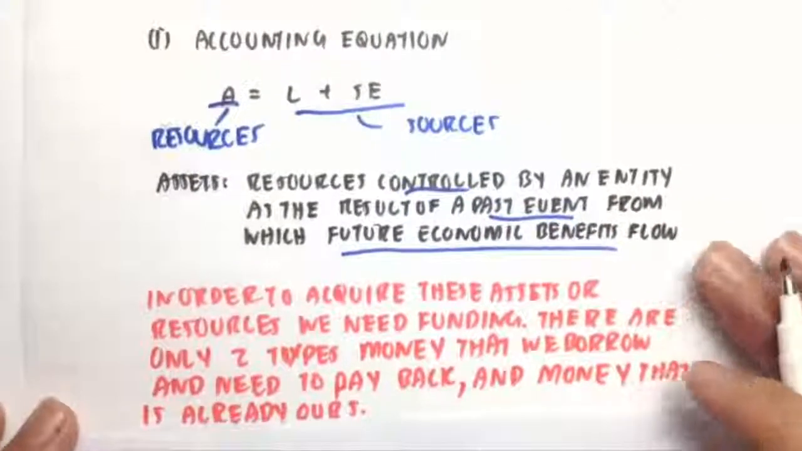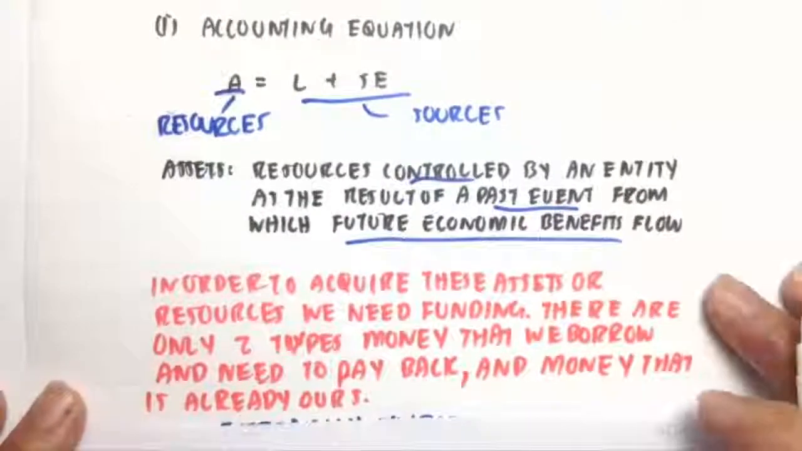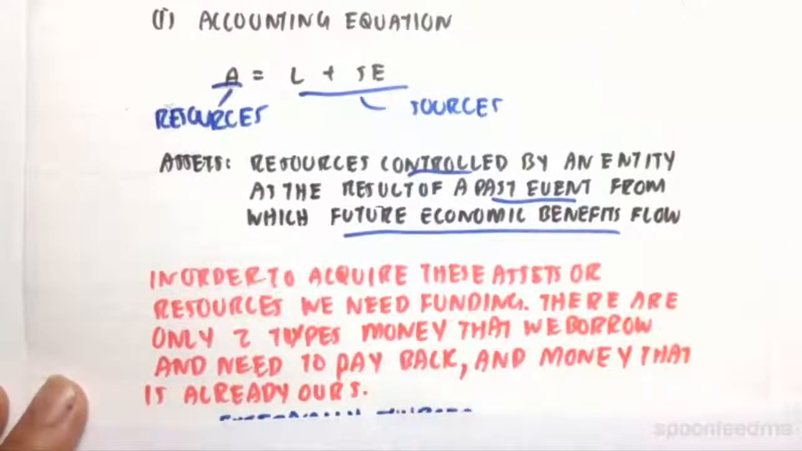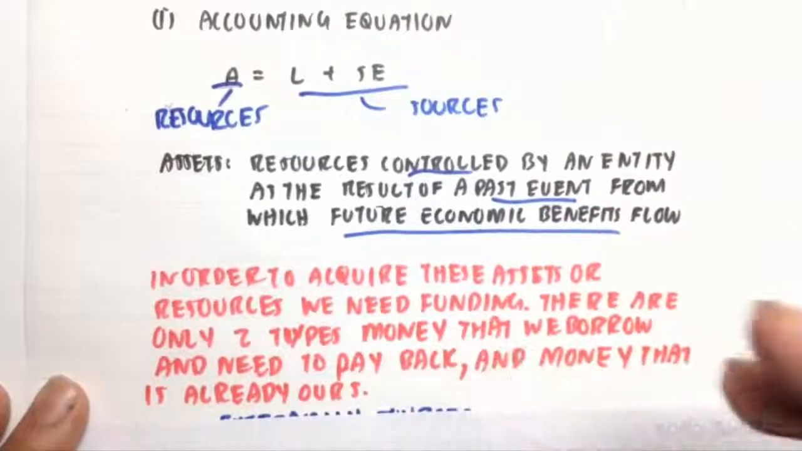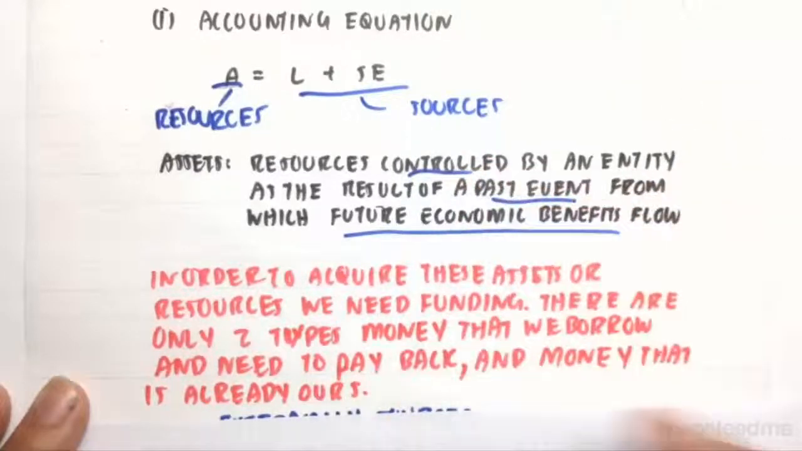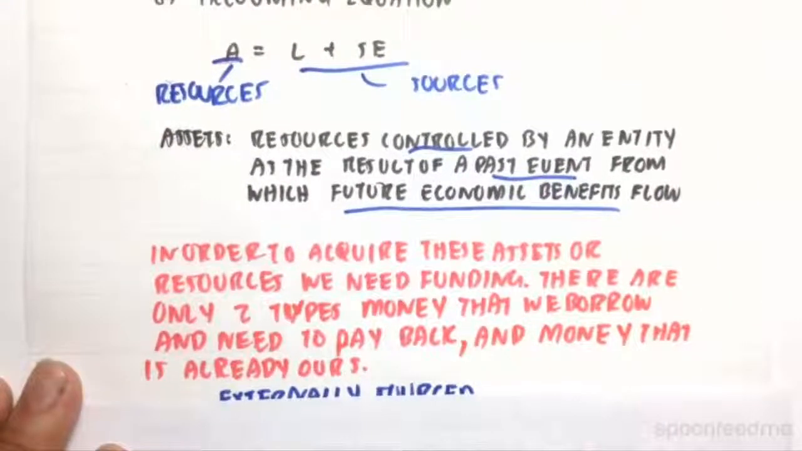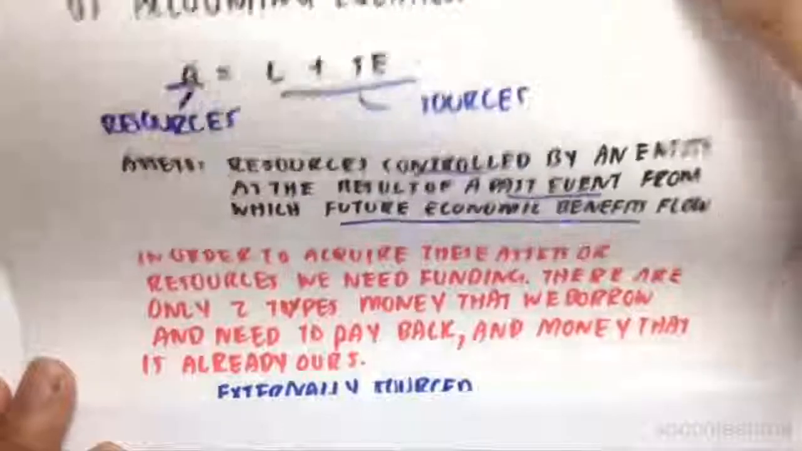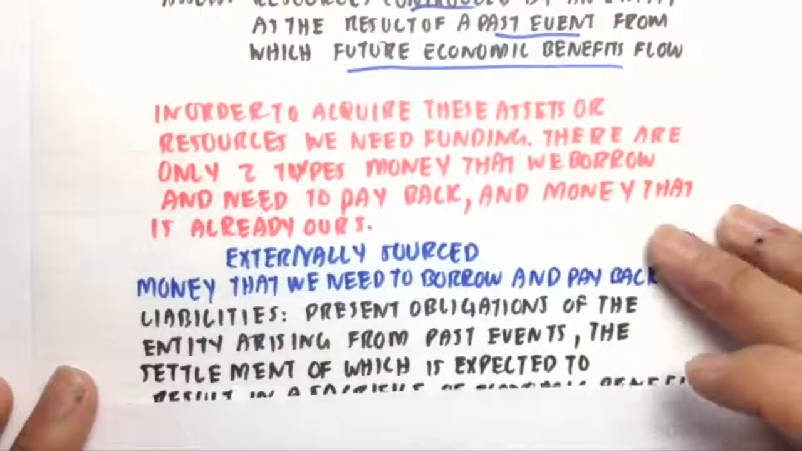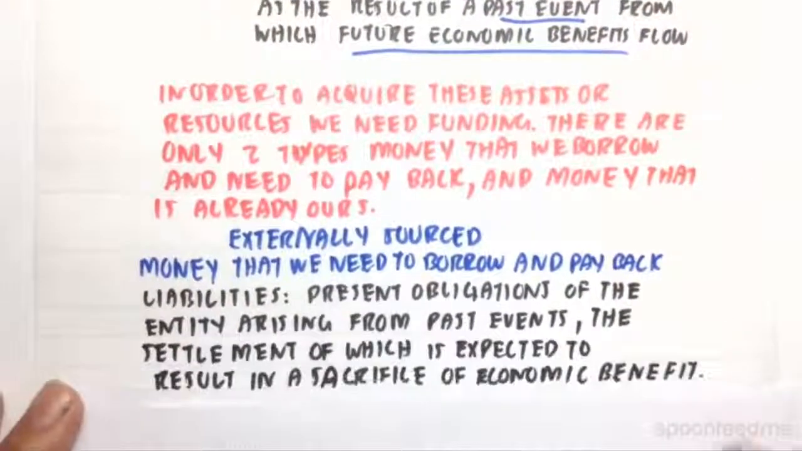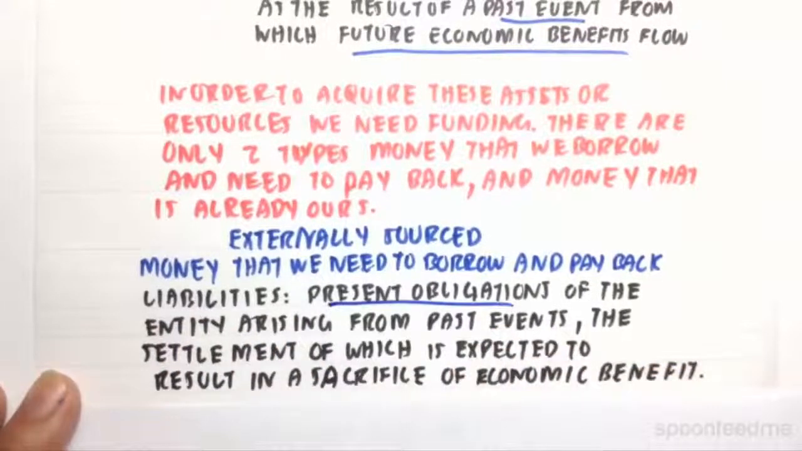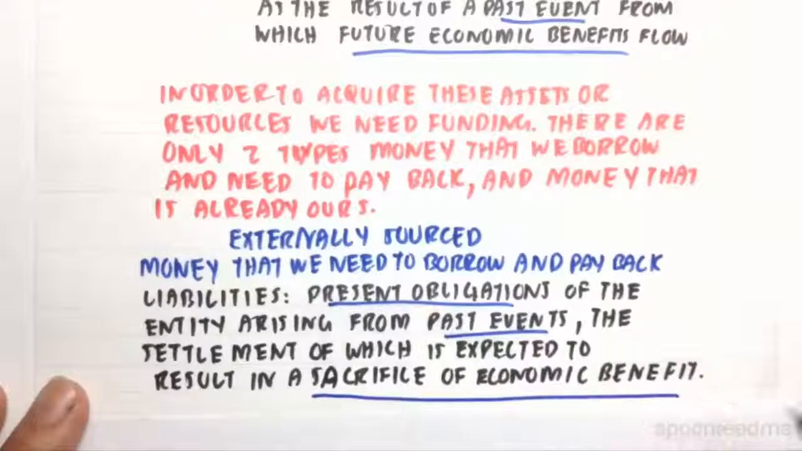Okay, so in order to acquire these assets or items, we need funding. So we need funding or money to acquire them or buy them. There are only two types of money that we can fund our resources from. We can either borrow the money and pay it back later, or we have money that we originally have ourselves. The externally sourced money that we need to borrow and pay back are liabilities. So these are present obligations of the entity arising from past events, the settlement of which is expected to result in the sacrifice of economic benefit.